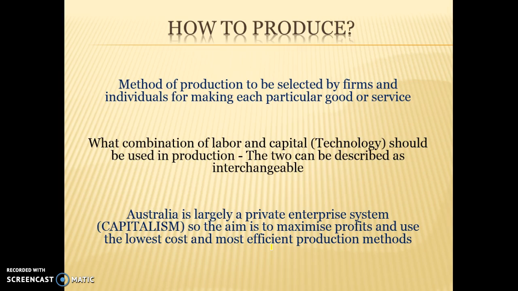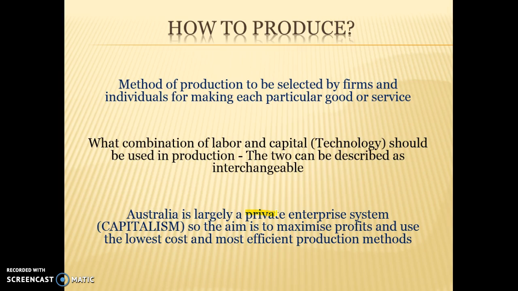Second thing is how to produce, and that's basically what method of production are we going to use. Are we going to be labour intensive, where we use a lot of labour in production, or are we going to be capital intensive, where we use a lot of technology and machinery in production? The two, labour and capital, can often be described as interchangeable, so they can be used to perform similar tasks. Because Australia has a capitalist system where we have private ownership of resources, the aim is to maximise profits and use the lowest cost and most efficient production methods possible.